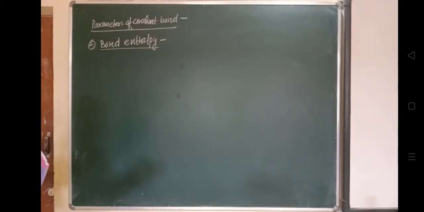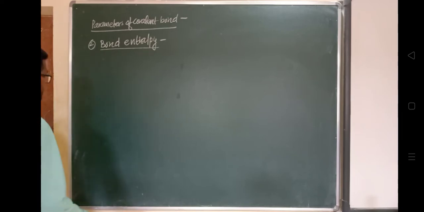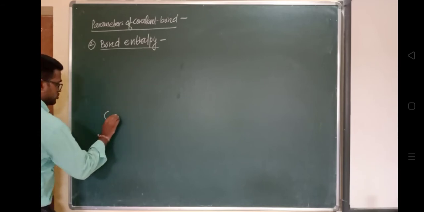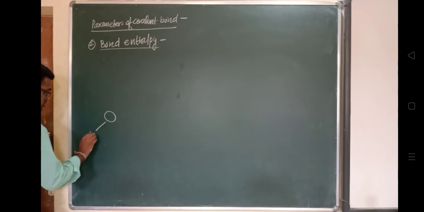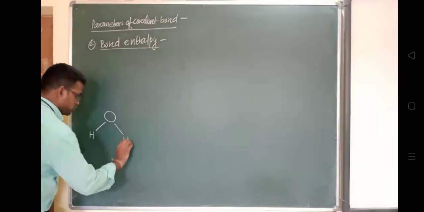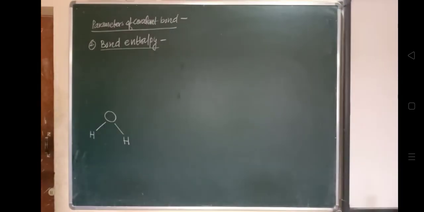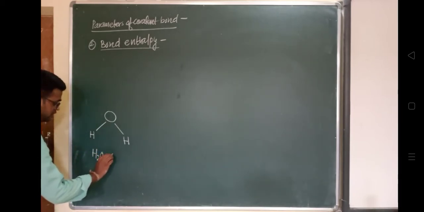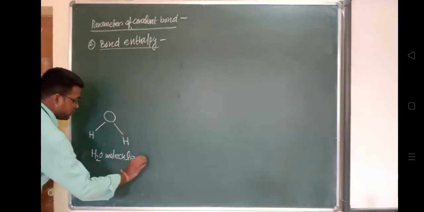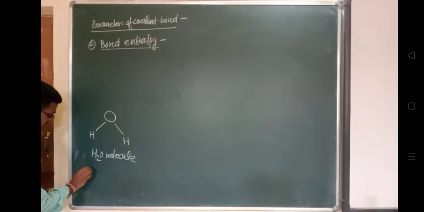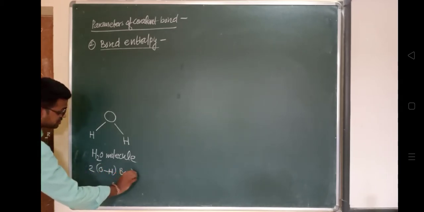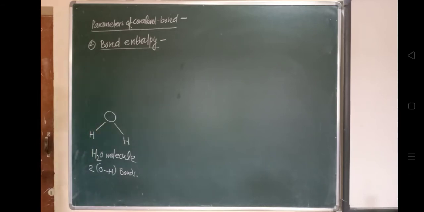So if you see this in case of the H2O molecule, what are the two bonds that are present? There are two OH bonds present. Now if we want to break this bond, how much amount of energy is required? That parameter is nothing but bond enthalpy. The amount of energy which is required to break this bond is called bond enthalpy.